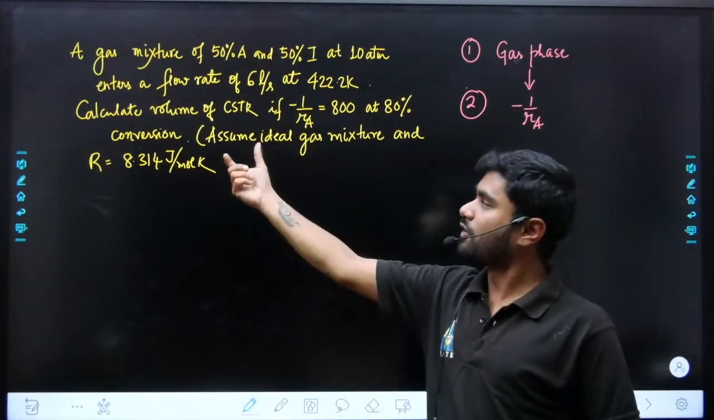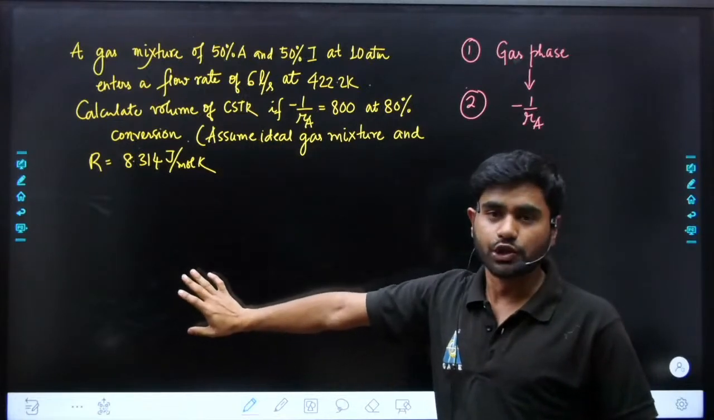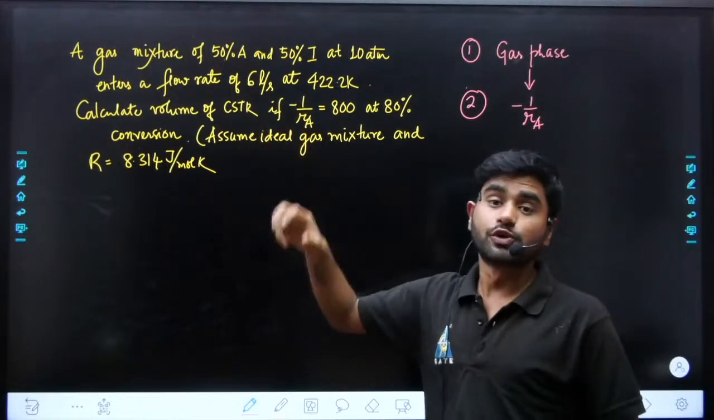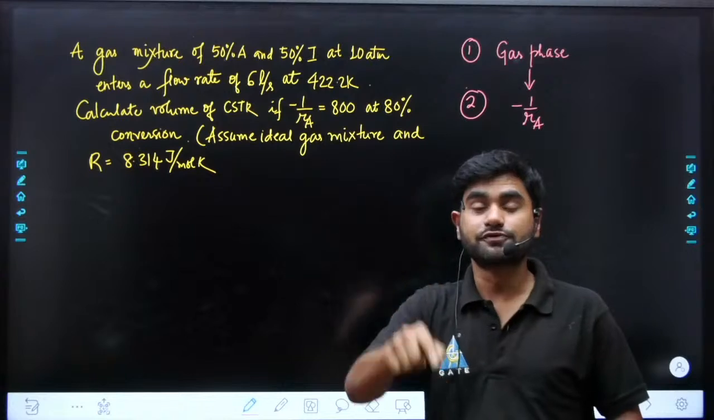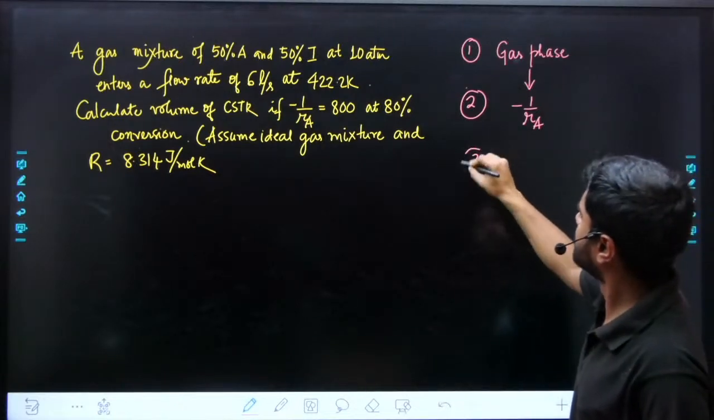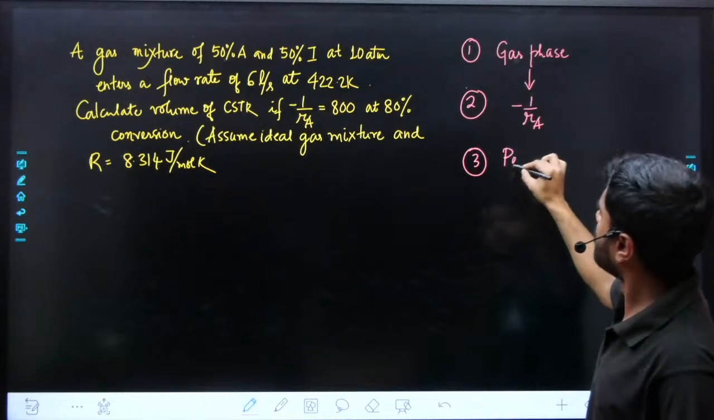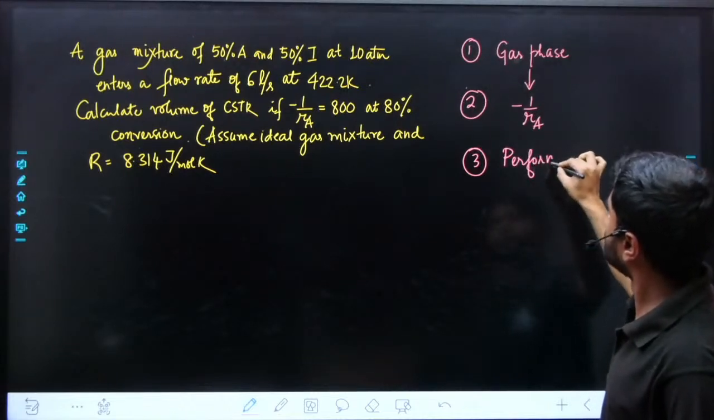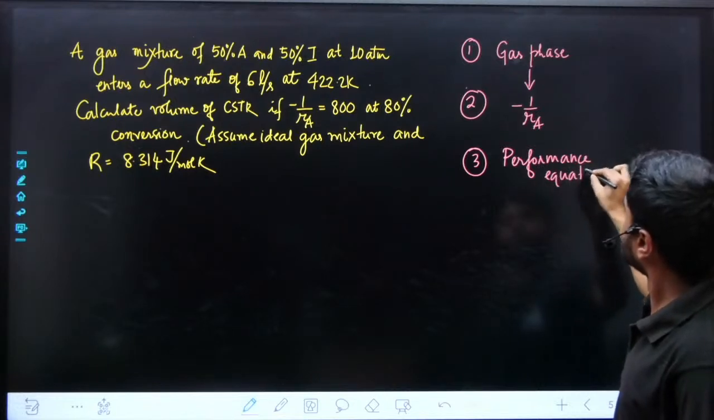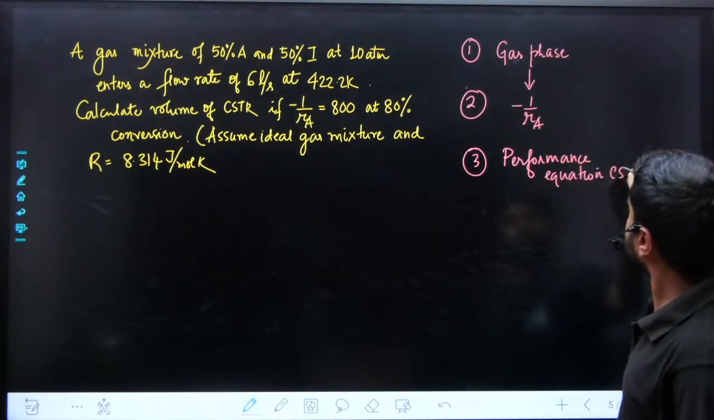If we know the performance equation, then only we can solve for the volume. So the volume has to be solved with the help of the performance equation, and the performance equation has to be used for CSTR. So the third point is the performance equation of CSTR.